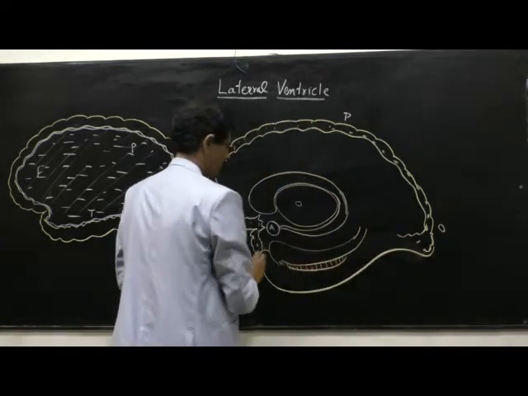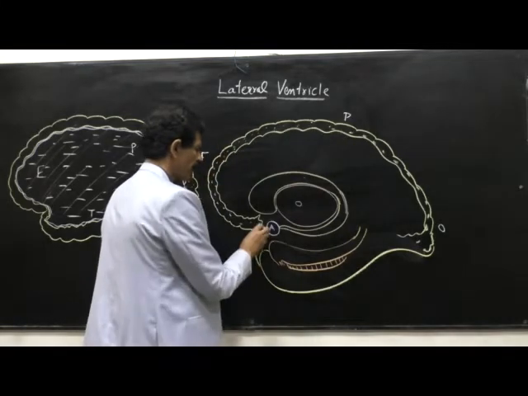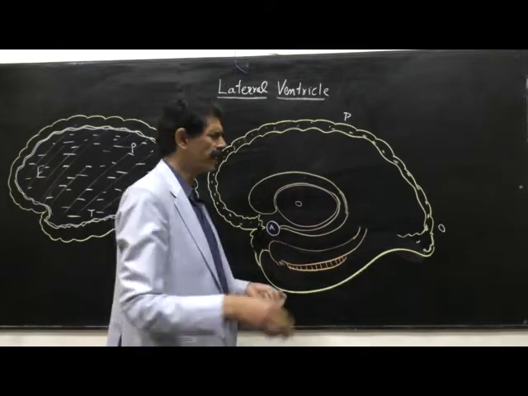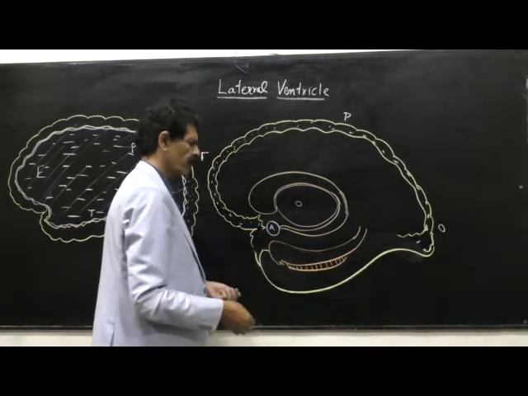And this is the parahippocampal gyrus. So this is the gray matter of the cerebrum. They develop later on.